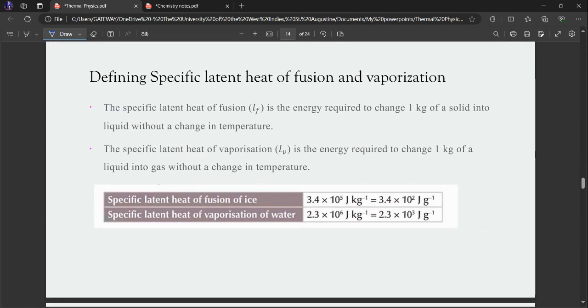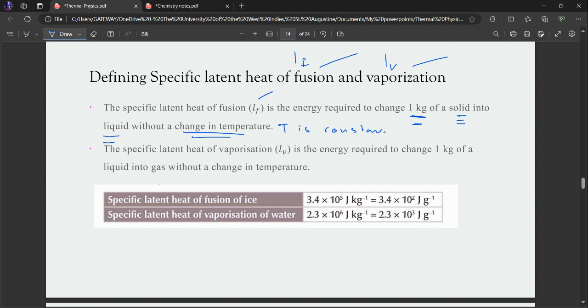Right? So, defining specific latent heat of fusion and vaporization. Fusion is LF, vaporization is LV. The specific latent heat of fusion, LF, is the energy required to change 1 kilogram of a solid into liquid without a change in temperature. So T is constant.